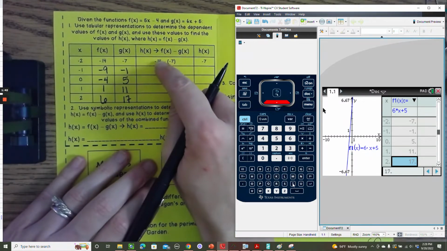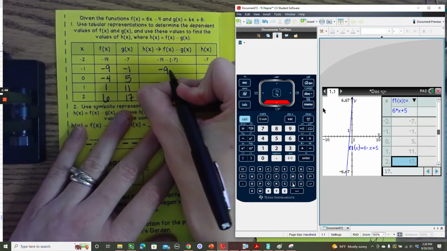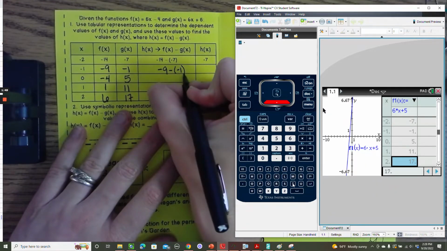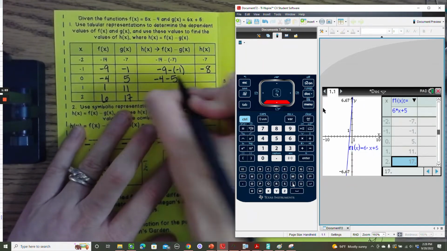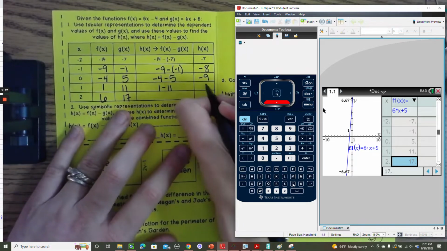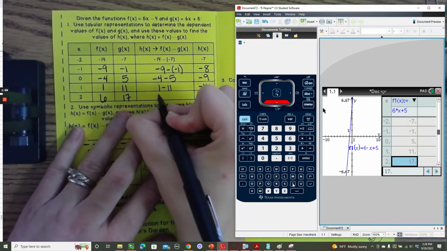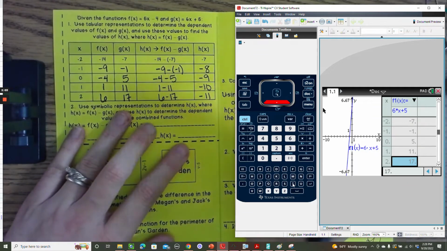So now we're subtracting. So I have to subtract these two values. Negative 9 minus a negative 1 is a negative 8. Negative 4 minus a 5 is a negative 9. 1 minus 11 is a negative 10. 6 minus 17 is a negative 11.